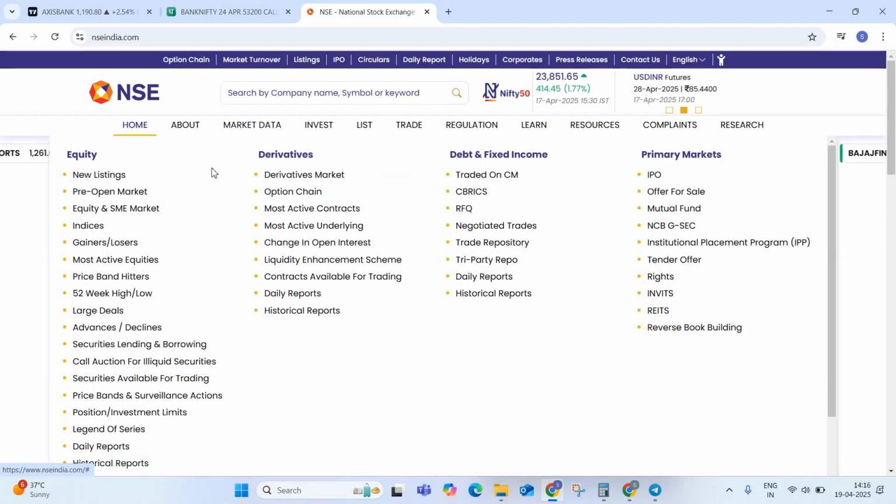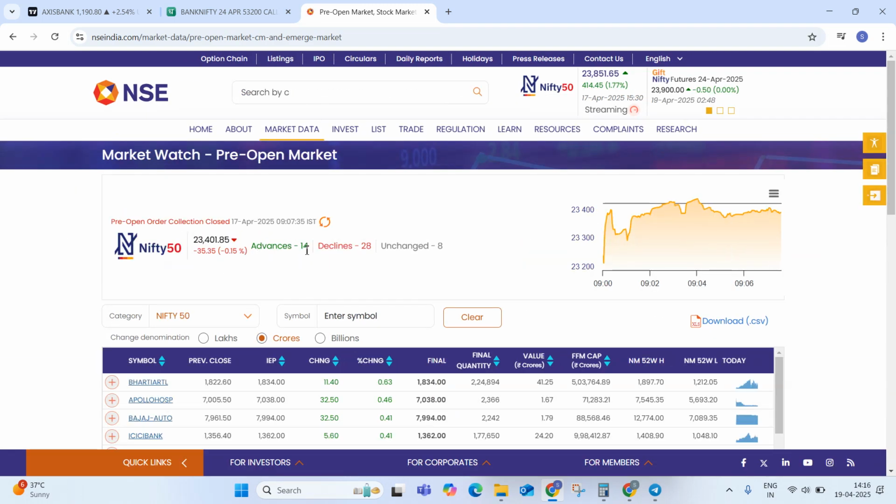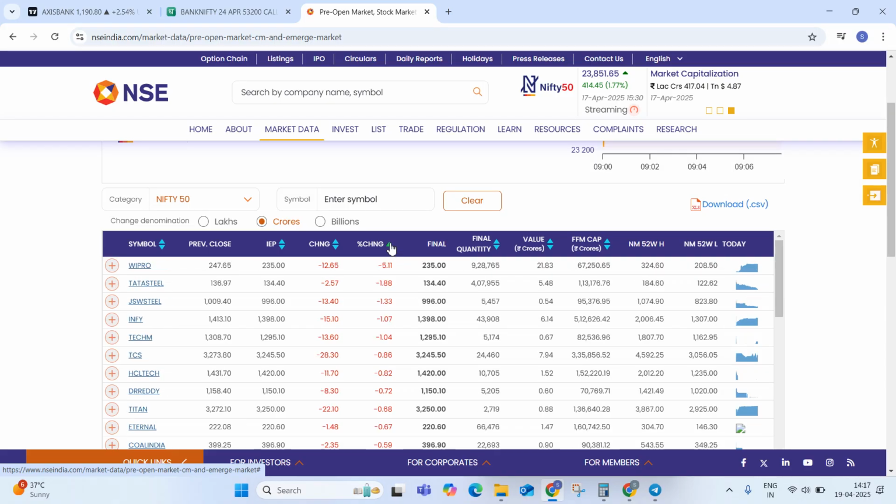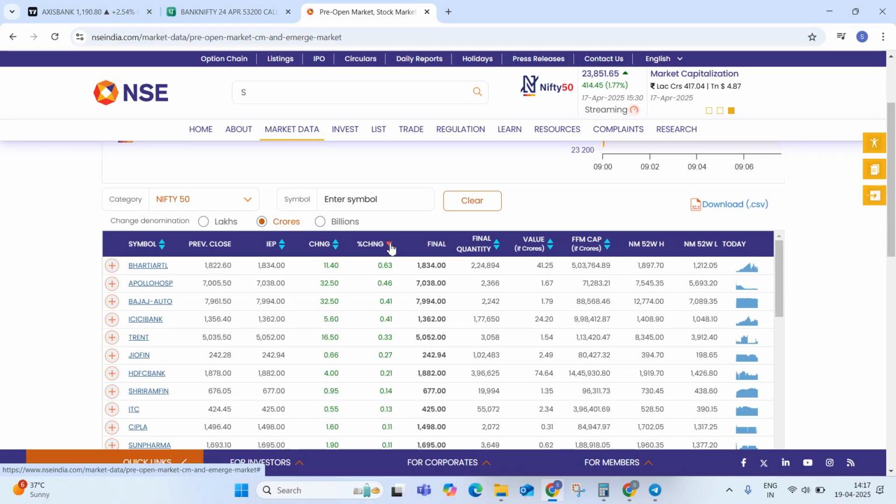I will go to market data and open pre-open market. Every day the pre-open market closes around 9:07 or 9:08. So at 9:08 I will go to this website and check this percentage change. If you click on these up and down arrow buttons, you can see the stocks list, how much quantity has been placed and how many crores of value has been traded in the stock in the pre-open market.